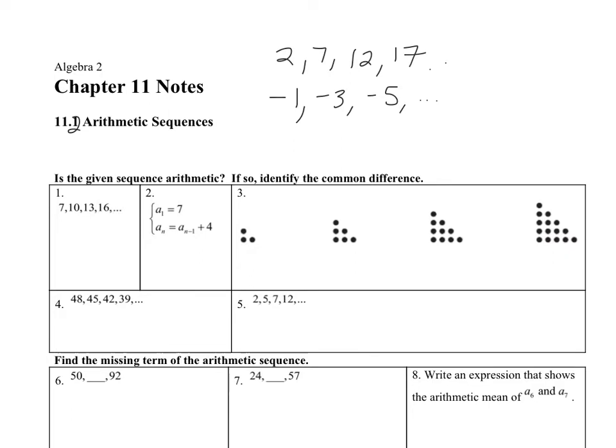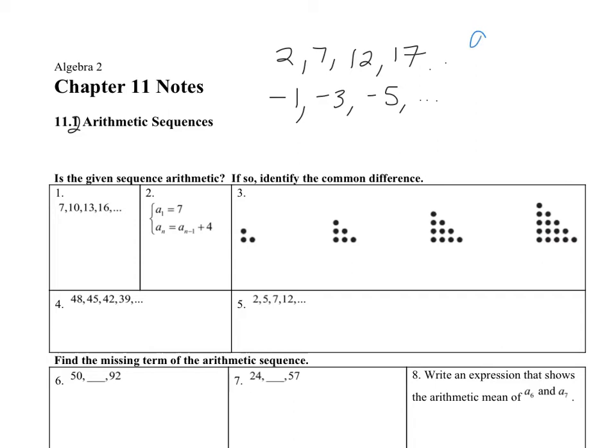It's a pattern such that when you subtract the first term from the second term, the second term from the third term, and the third term from the fourth term, you get the same number every time. There are different ways that you can write an arithmetic sequence. You can write an explicit formula. The explicit formula looks like this.